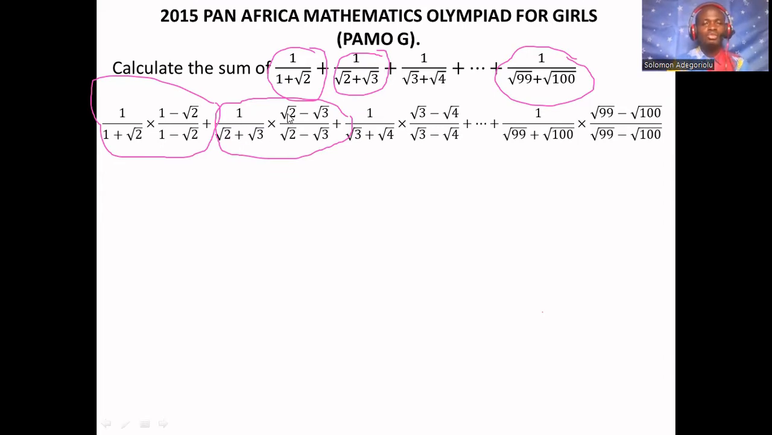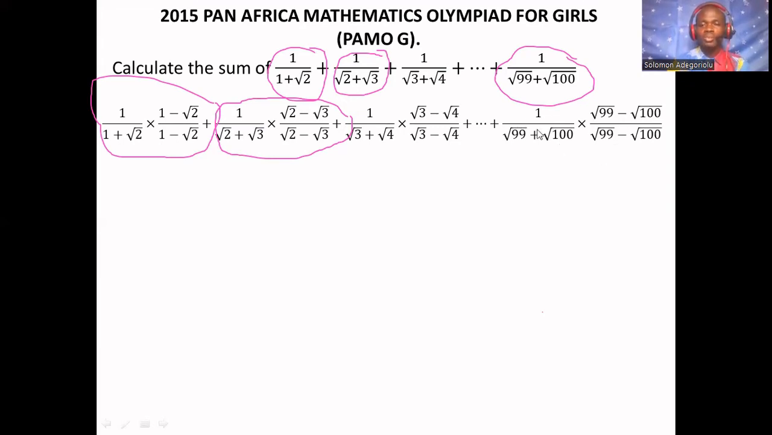1 times root 2 minus root 3 will give us root 2 minus root 3. And the denominator, if we multiply the two denominators together, we have root 2 plus root 3 times root 2 minus root 3. Like I've said, difference of two squares. That's going to give us 2 minus 3, which is going to give us a negative 1. So the process continues until we get to the last one here.